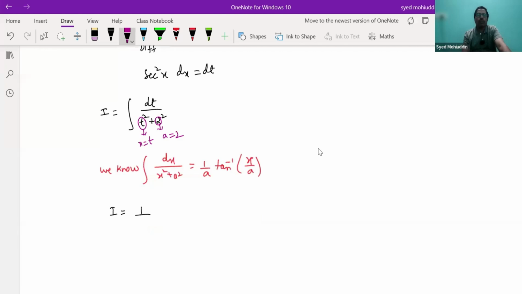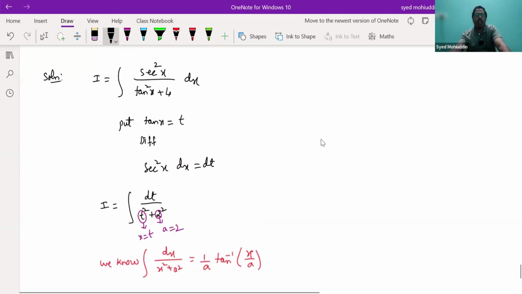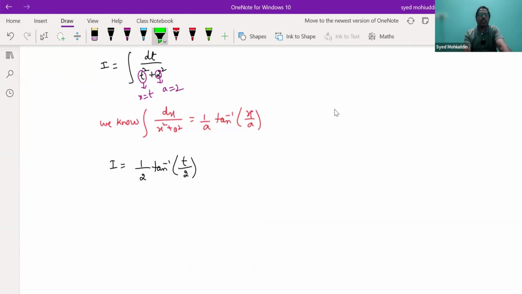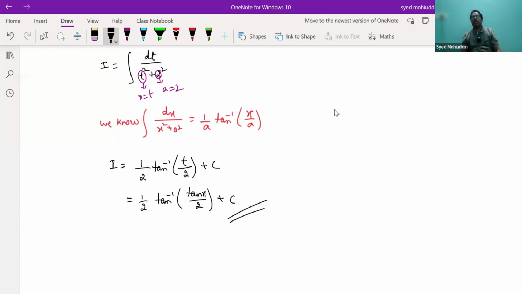So now the formula will become 1 by a value, which is 2, tan inverse of x value, which is t, divided by a value, which is 2. But what is the value of t I have taken here? The substitution. So tan x is equals to t. Therefore, the value of t will be tan x. So we have 1 by 2 times tan inverse of tan x by 2 plus the constant of integration c. That will be the required solution.